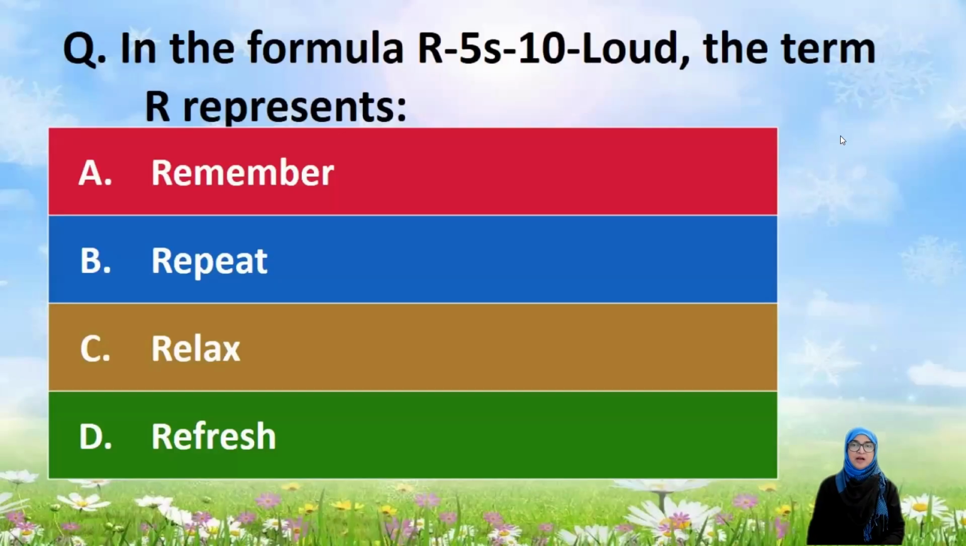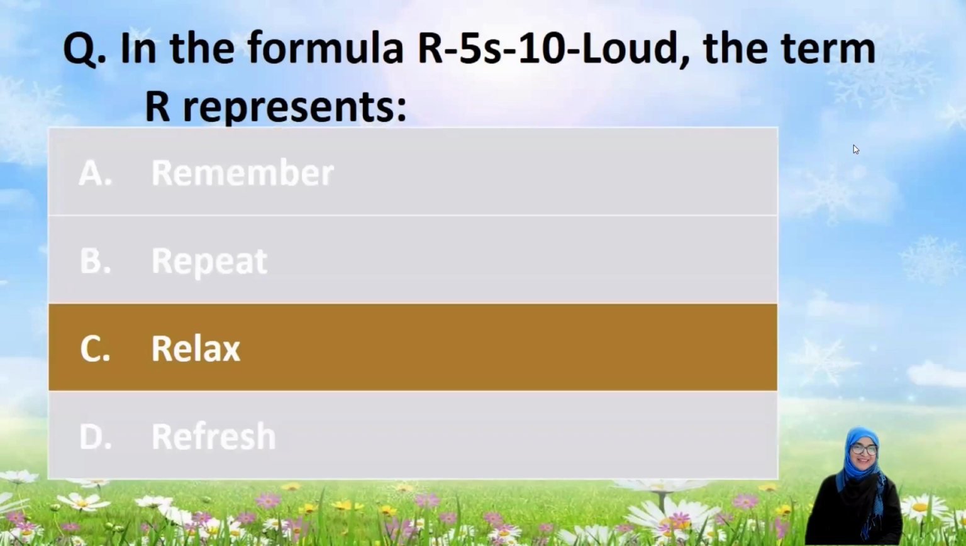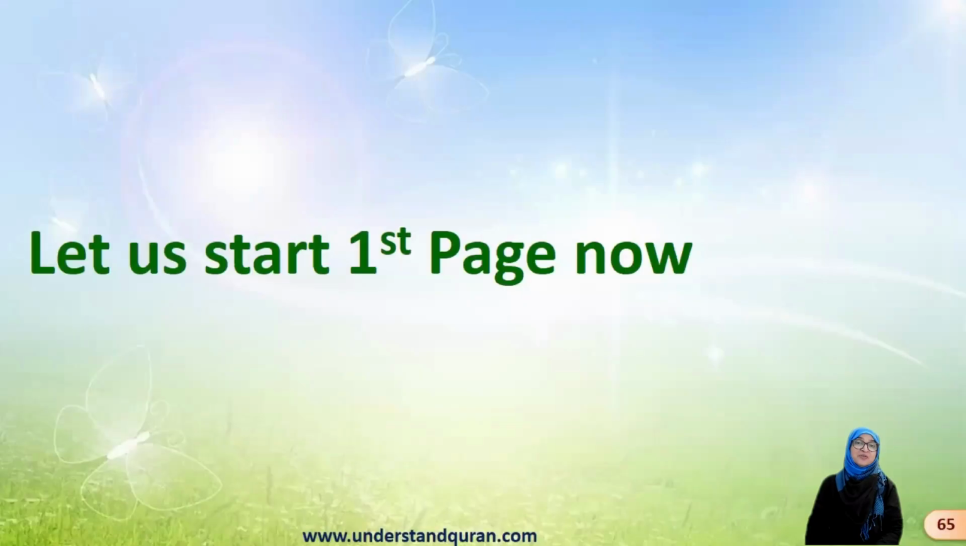So in the formula R 5s 10 loud, the term R represents, what does it represent? Relax. Yes. First thing, we need to relax. If your mind is relaxed, you'll be able to perform better. But if you're nervous and you're anxious, you can't. So let us start with page 1 now.